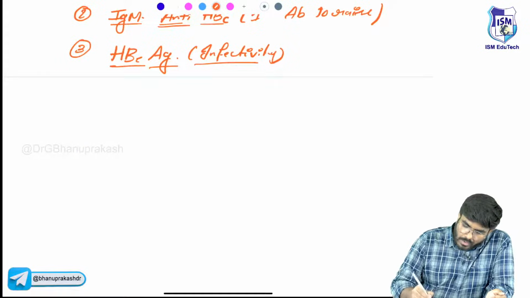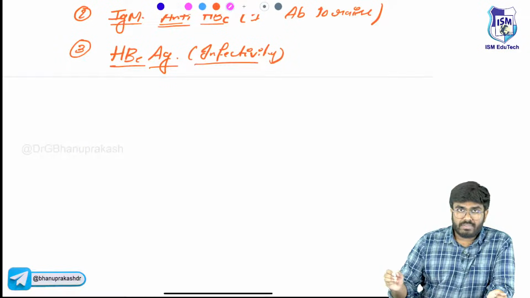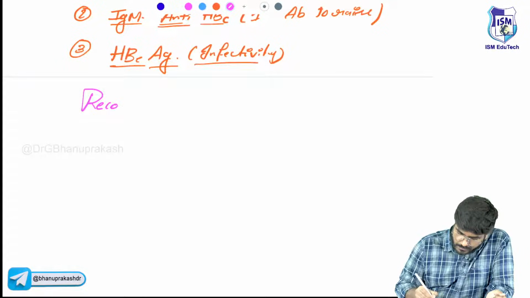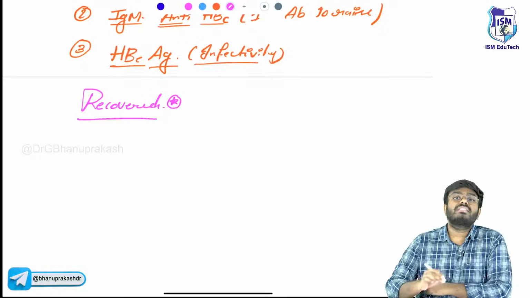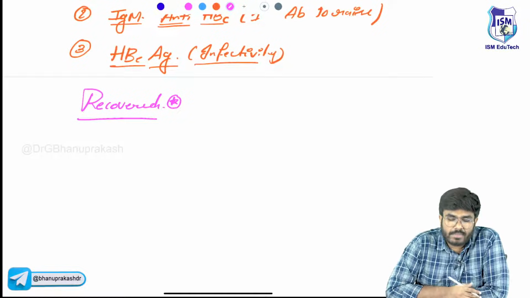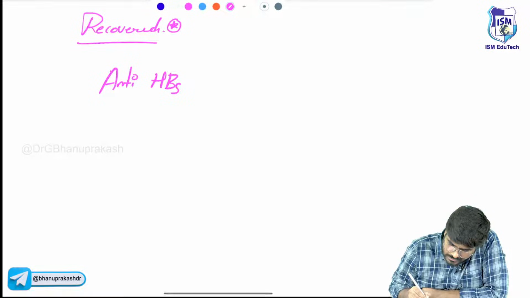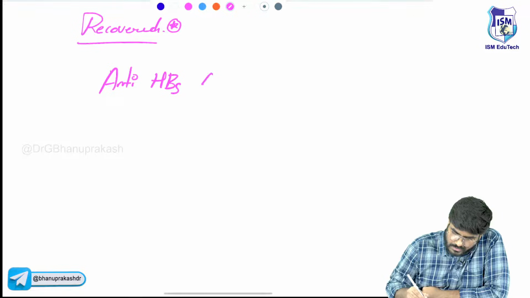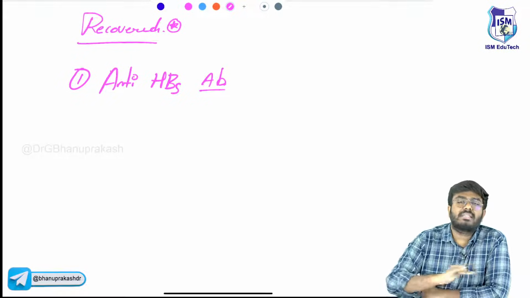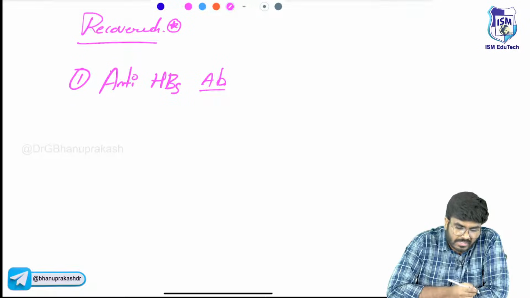Okay. If the patient is recovered, after the disease, what you will see is anti-HBs antibodies. So when you see anti-HBs antibodies, that's it. The patient is recovered.